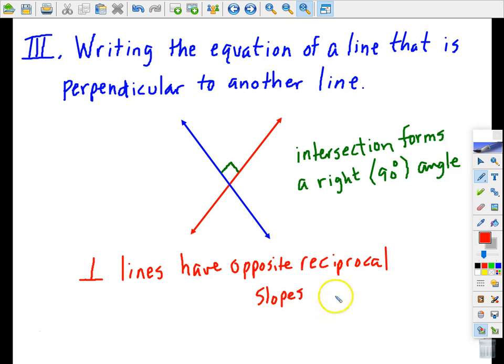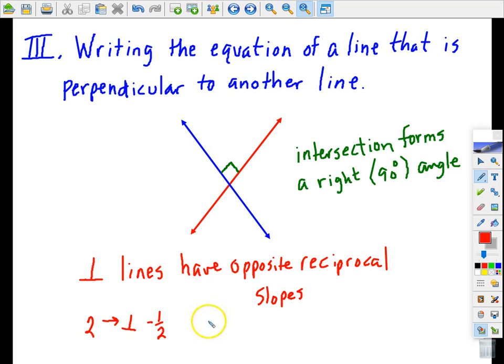Now, what do we mean by that? Well, let's just do some examples just thinking about the slope. If one line, for example, has a slope of 2, then the line perpendicular to it would have a slope of negative 1/2. Okay, if this line over here had a slope of 2, then the perpendicular line to it, notice it's not just the opposite, but it's the opposite and reciprocal.